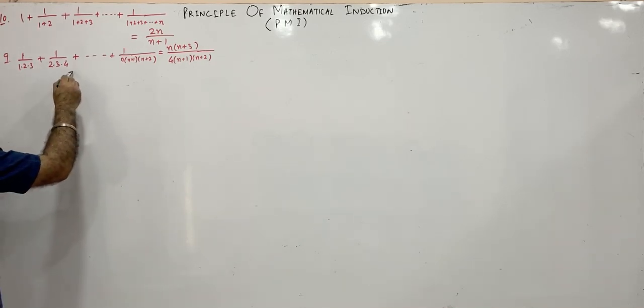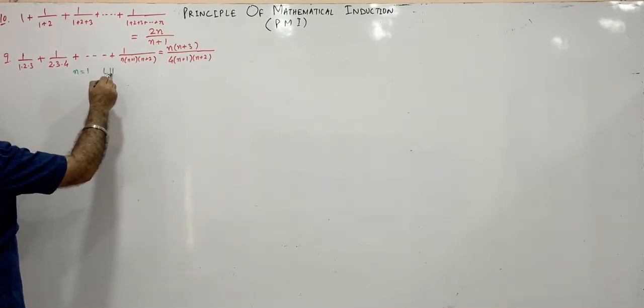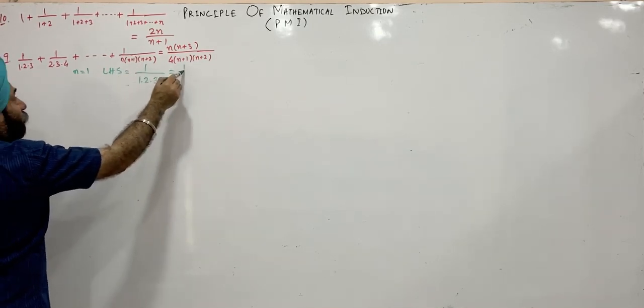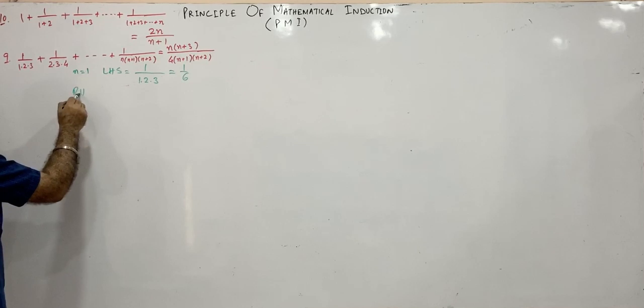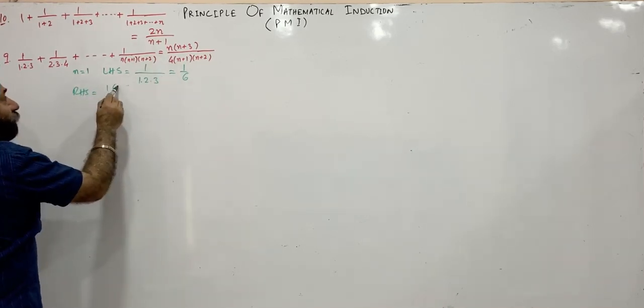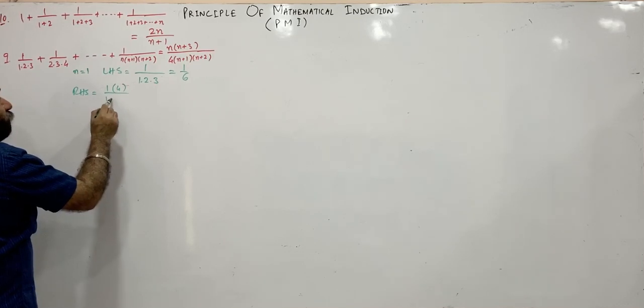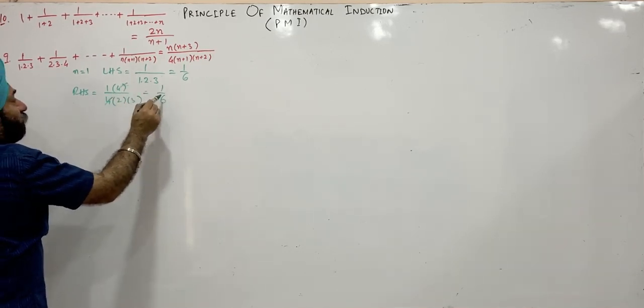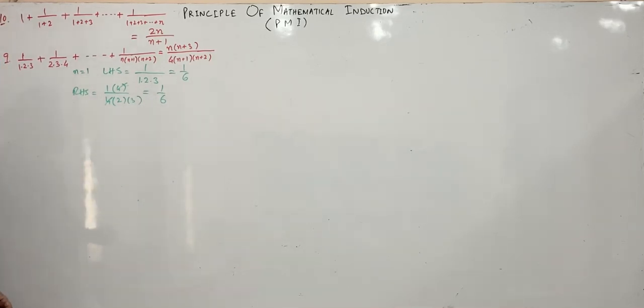So first of all, we prove the result true for n is equal to 1. Left hand side is 1 upon 1 into 2 into 3, that's 1 by 6. Right hand side, we put n is equal to 1 here: 1 plus 3 is 4, this is 4, 2, this is 3, this cancels, this also 1 by 6. Left hand side is equal to right hand side, therefore the result is true for n is equal to 1.